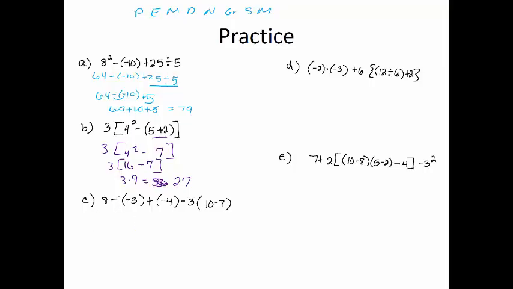For C, let's see, no, oh, we do have parentheses. Alright, 10 take away 7 is 3. Alright, so we did our parentheses, we have no exponents. Multiplication, we have multiplication right here.